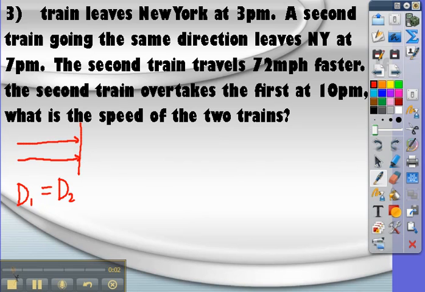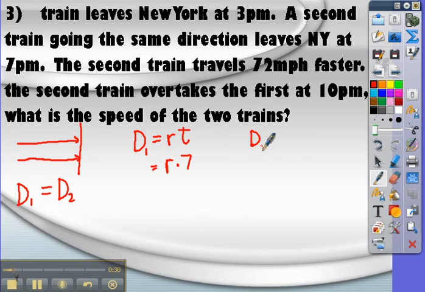All right, this train, we know the distances should be the same, so let's set up our two distance scenarios. You have distance 1 for the first train equals rate times time. So the rate of that first train we don't really know, so we leave it as an R. But as far as its time, it left at 3, and the other train caught up at 10, so that means it traveled for 7 hours while that was going on.